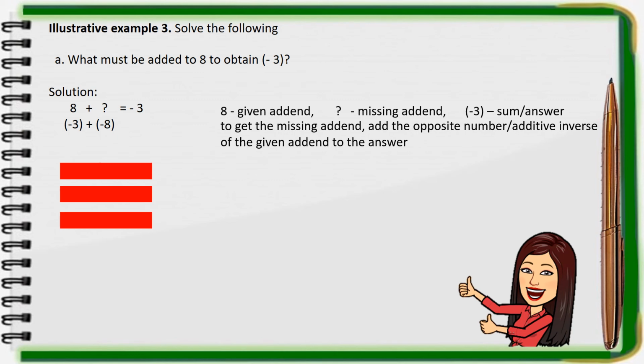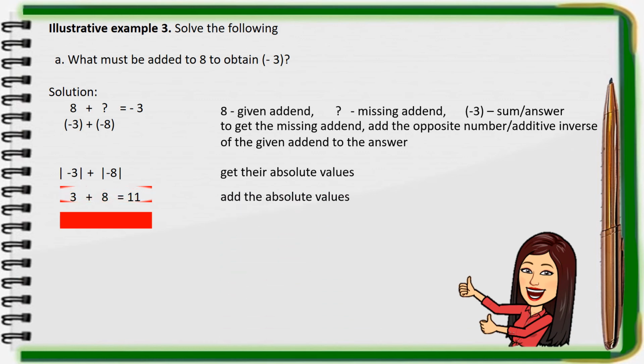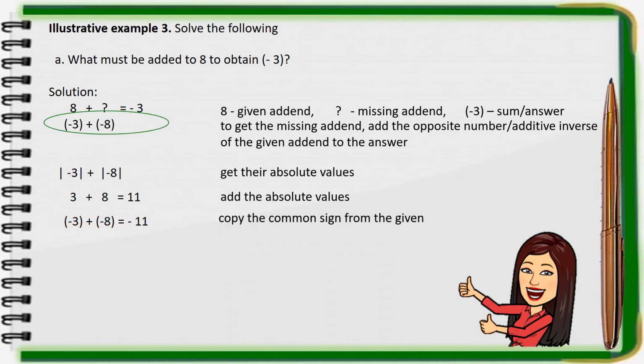So, ang additive inverse ng ating addend ay negative 8. At ang ating namang sum ay negative 3. So, i-add lang natin sila. Okay? And then, kunin ang kanilang absolute values. And add the absolute values. And lastly, kopyahin natin ang common sign mula sa ating given. Therefore, the answer is negative 11. Dahil ang ating original na given ay negative 8 at negative 3. So, ang common sign nila ay negative.